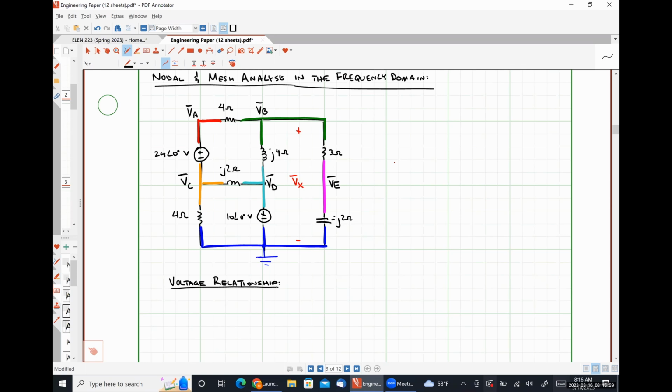So let's start with that 24 angle 0 degrees volt source in the top left. 24 angle 0 degrees volts is going to be equal to some combination of nodal voltages. How I figure this out is I simply take the voltage at the positive polarity terminal. So what's the nodal voltage at the positive polarity terminal here? VA.